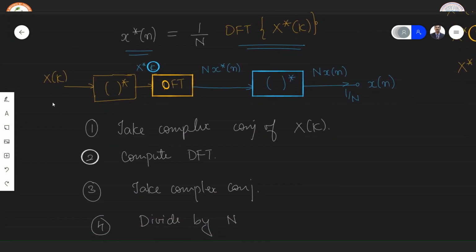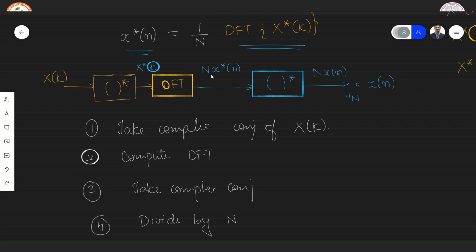First, you are provided with the value of X[k]. We need to take its conjugate to get X*[k]. Then compute the DFT of this input X*[k], which we know is equal to N times x*[n]. Next, we can conjugate this particular value.